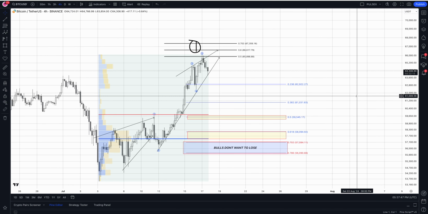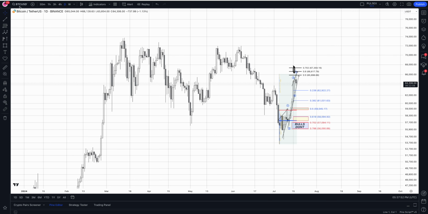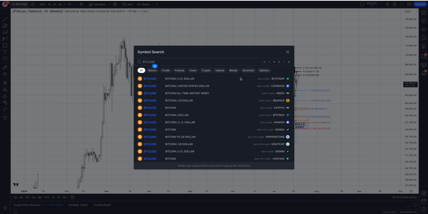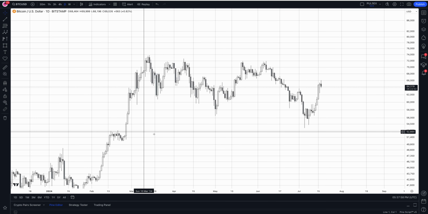Okay, so this is Bitcoin over here. Nothing to worry about on the small time frames. This is what it looks like. But on the high time frame, we are bullish. So this is Bitcoin over here.